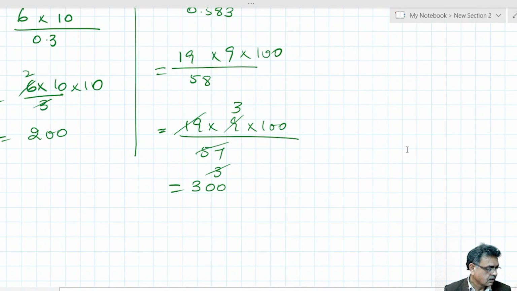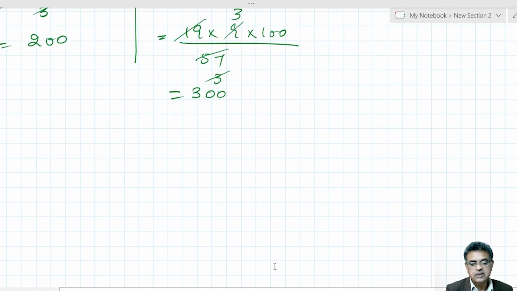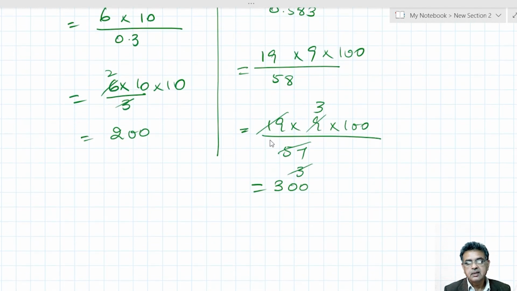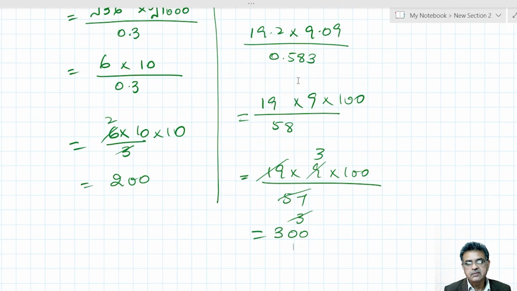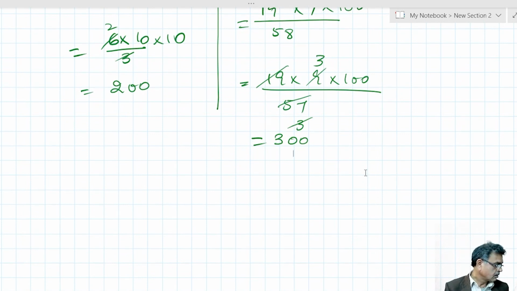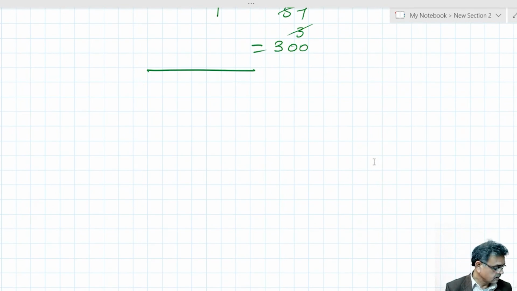This is the way we can estimate, and most of the questions are of a similar type: you are given such values in decimals or radical signs and fractions, and you have to simplify them in a way that, like here, 0.583, we round off to 0.57, and then removing the decimal gives us 2 zeros upwards. So this way we can solve them. Okay, one more question. These are all questions from past papers.